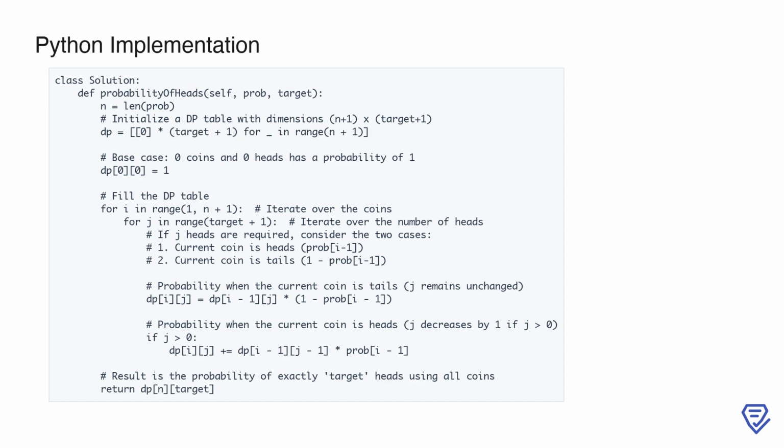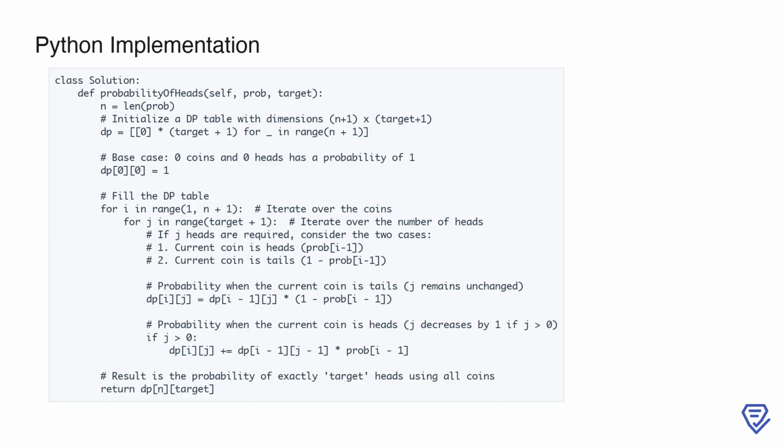2. Filling the DP table. We iterate through each coin, from 1 to n, and each possible number of heads, from 0 to target. For each combination, we compute the probability as a sum of 2 scenarios. If the current coin is tails, the probability is dp[i-1][j] times (1 minus prob[i-1]). If the current coin is heads, the probability is dp[i-1][j-1] times prob[i-1], only valid if j is greater than 0. 3. Result extraction. After filling the table, the value dp[n][target] contains the desired probability of getting exactly target heads using all n coins.